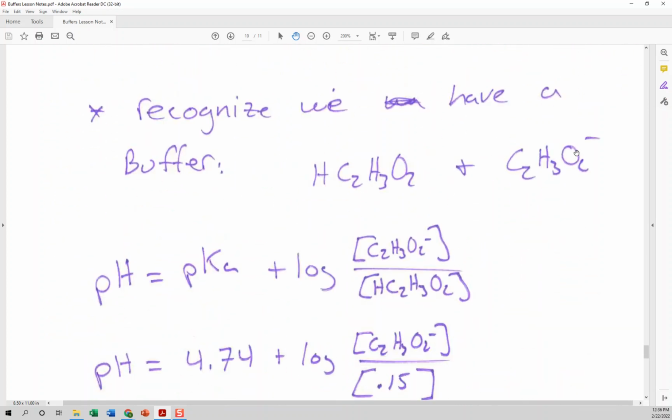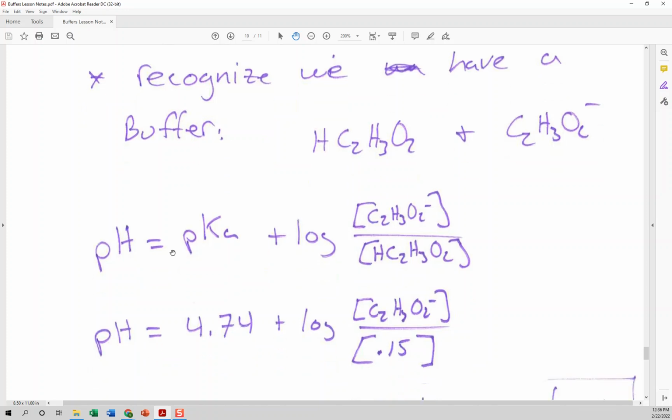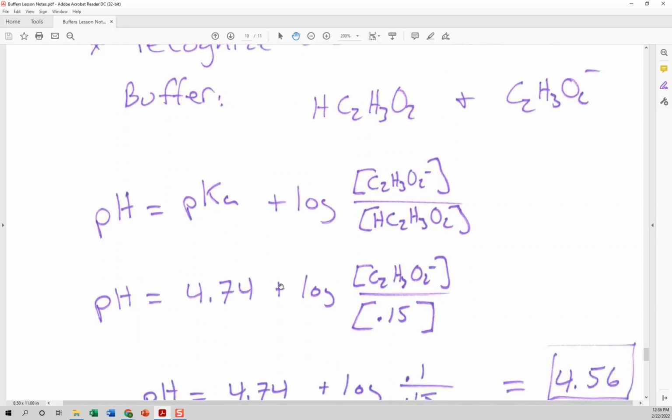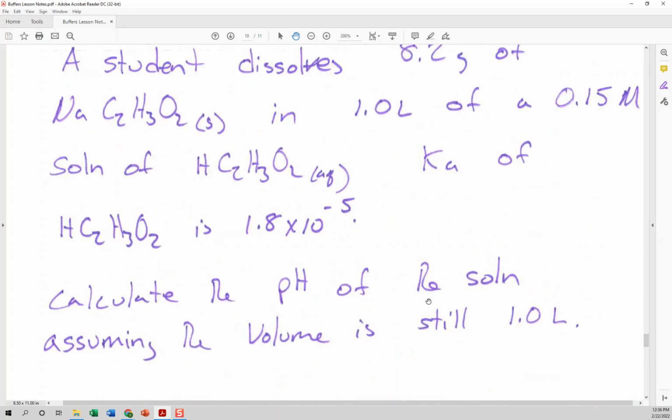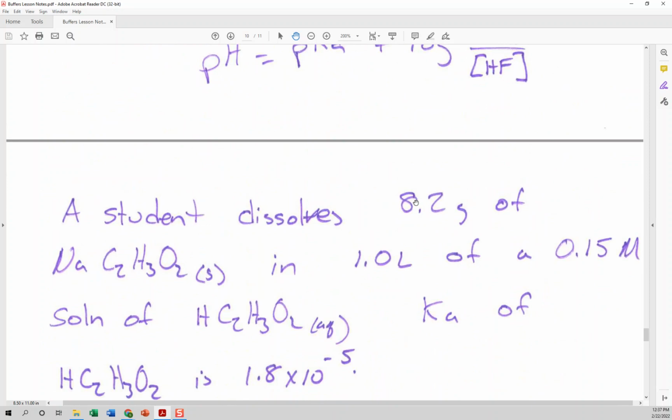So first we recognize we have a buffer. We have the acetic acid and the acetate. We take the negative log of the Ka, which was 4.74, plus the log of the acetate concentration over the acetic acid concentration. Well, they gave us that, 0.15. And so all we have to do is figure out the molarity of the acetate, and that would be easy.